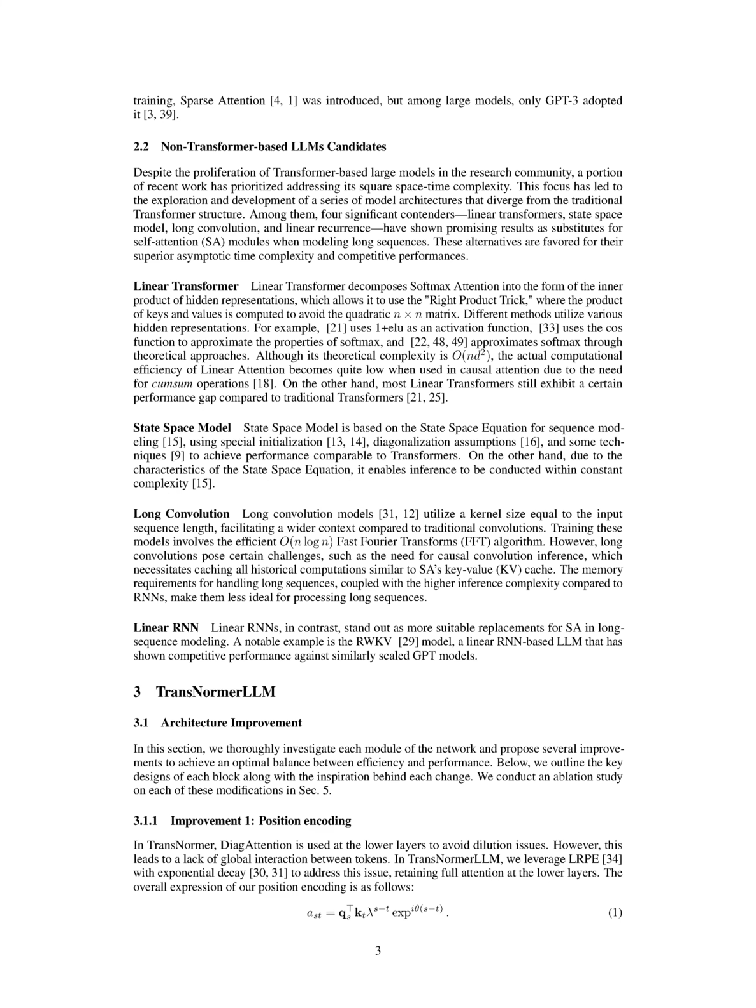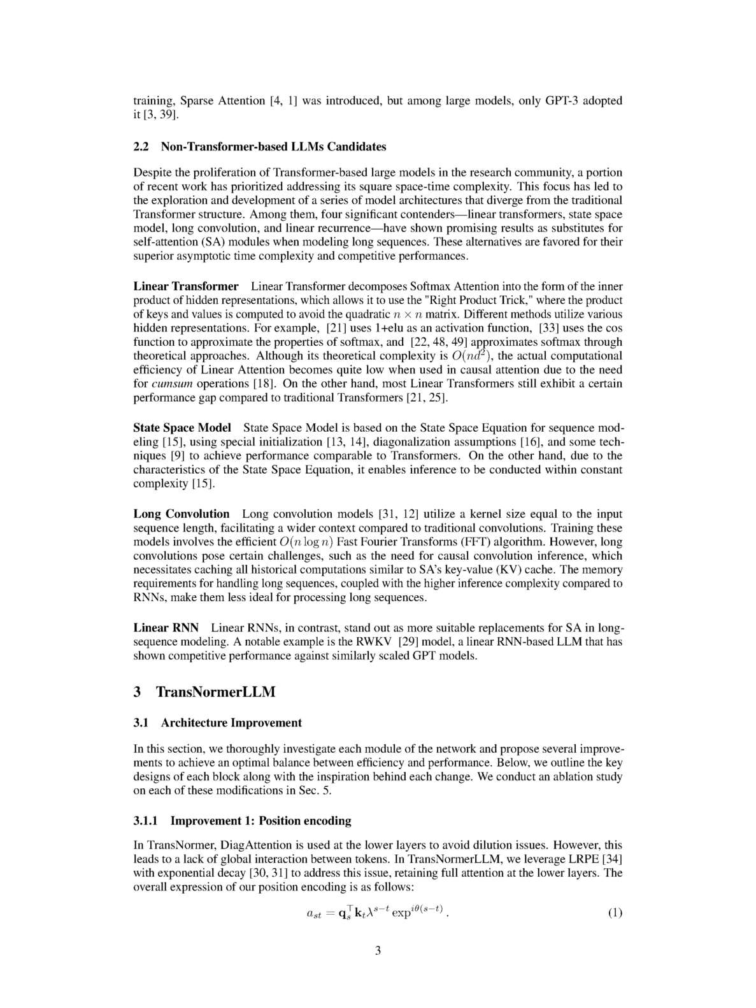Despite the popularity of transformer-based large models, there's a growing interest in addressing their square spacetime complexity. This has led to the exploration of different model architectures that move away from the traditional transformer structure. Four models that have shown promise are linear transformers, state space models, long convolution, and linear recurrence. These models are favored because they offer better time complexity and competitive performance.